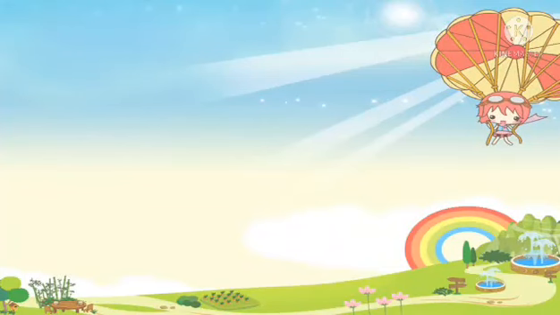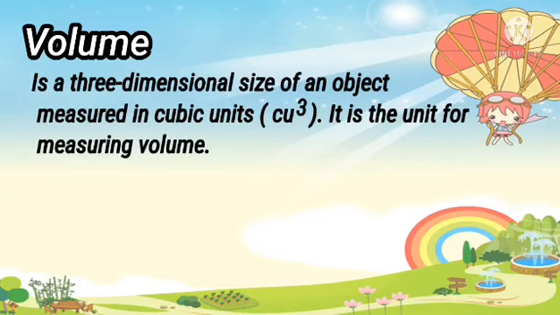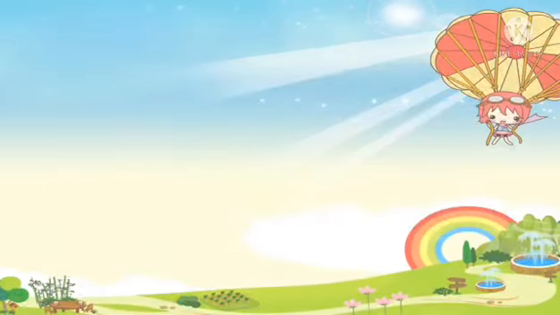Okay, first let us define what a volume is. A volume is the three-dimensional size of an object measured in cubic units. It is the unit for measuring volume. It is expressed in cubic centimeters, cubic decimeters, cubic meters, cubic inches, cubic feet, cubic yards, and others. So if area is expressed in square centimeters, square meters, square feet, square inches, the volume is expressed in cubic units.